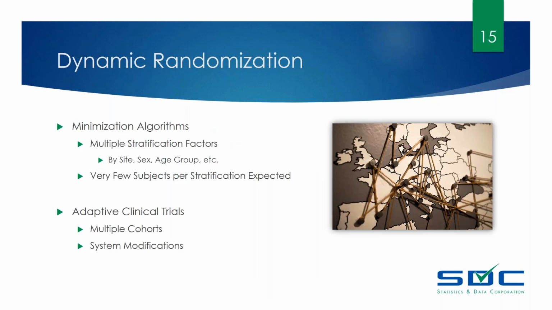Dynamic randomization. Minimization algorithms can effectively manage the following: multiple stratification factors such as site, sex, age group, etc. Very few patients per stratum are expected. A minimization algorithm changes the probability of treatment assignment based on the treatment assignments that have already been completed within the system to keep the treatment groups balanced within each of the stratum.